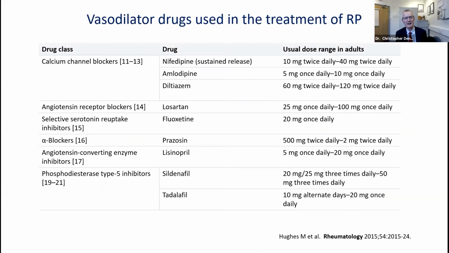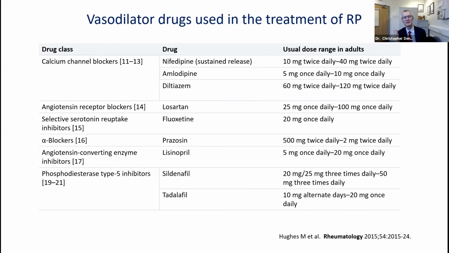Here you can see the oral vasodilators that we use and the PDE5 inhibitors that we use together with the appropriate doses. So this is really all part of our standard approach to management of Raynaud's. And very often we find that if you combine drugs together at a lower dose, you can get a greater clinical benefit with a better side effect profile.